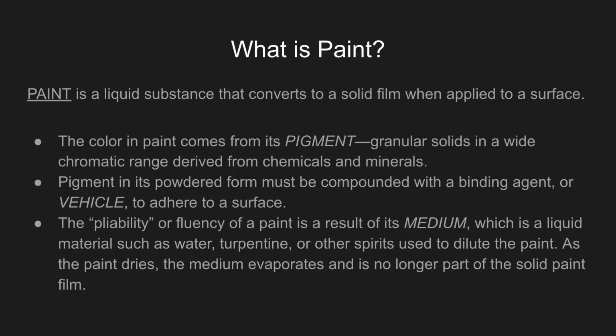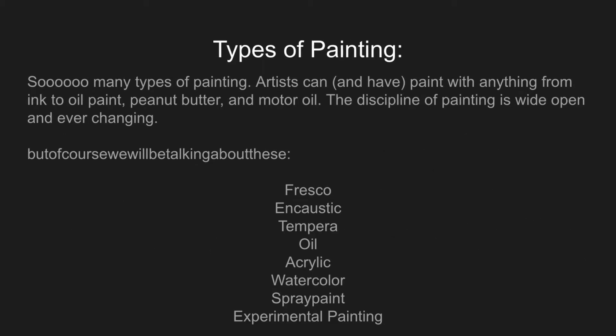Pigment is a granular solid, or a chemical sometimes, but pigments come from around the world, often minerals or organic matter, such as tree sap. For example, with black, it's charred bones or wood, and it's suspended in the medium. So last week we spoke about fresco, encaustic, tempera, oil, acrylic, watercolor, spray paint, and experimental painting.